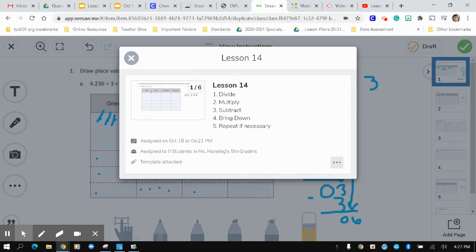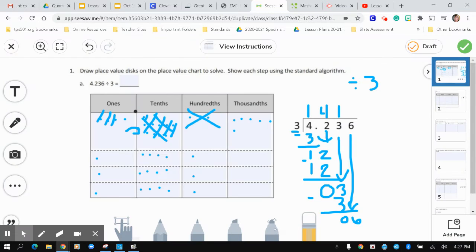Now in my instructions, repeat. Well, we were able to bring something down. I still have something to divide, so I need to go back up and divide. So 6, can't write with your eraser. So I'm at 6 thousandths divided by 3.